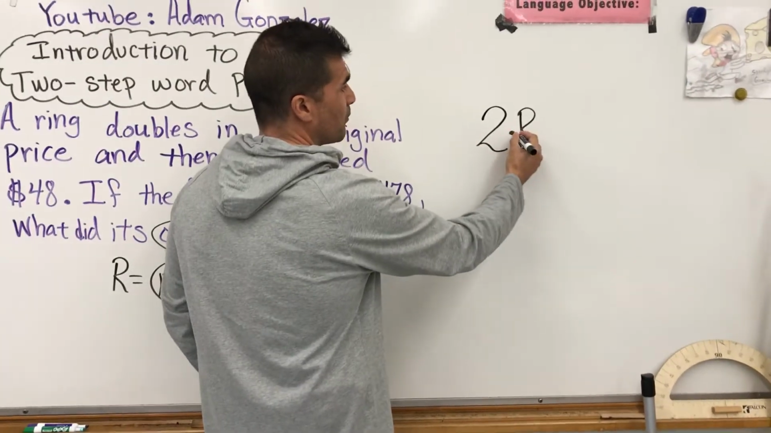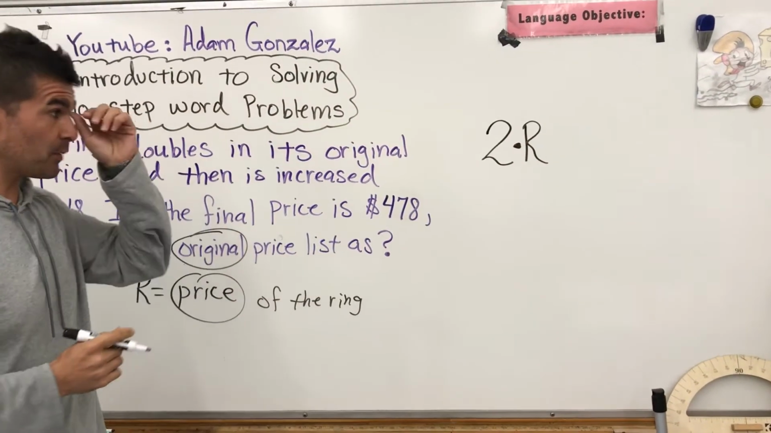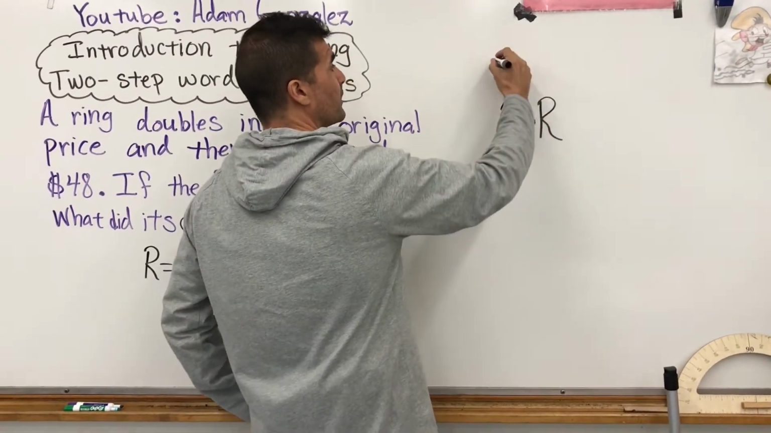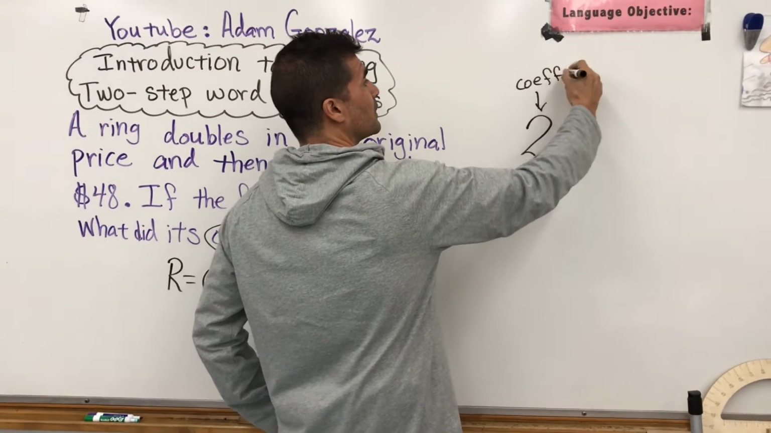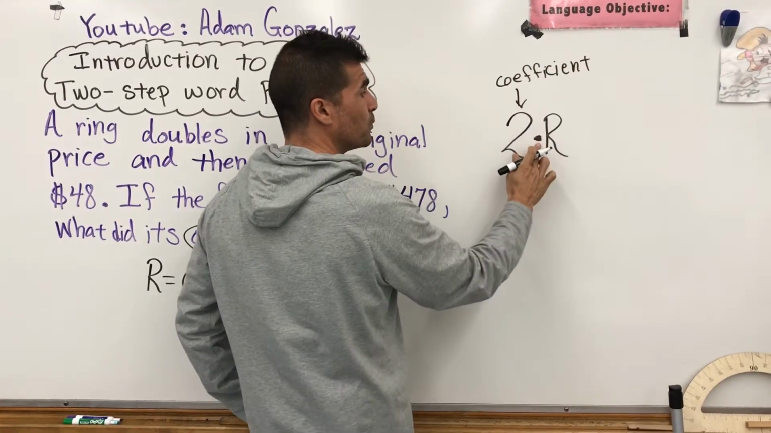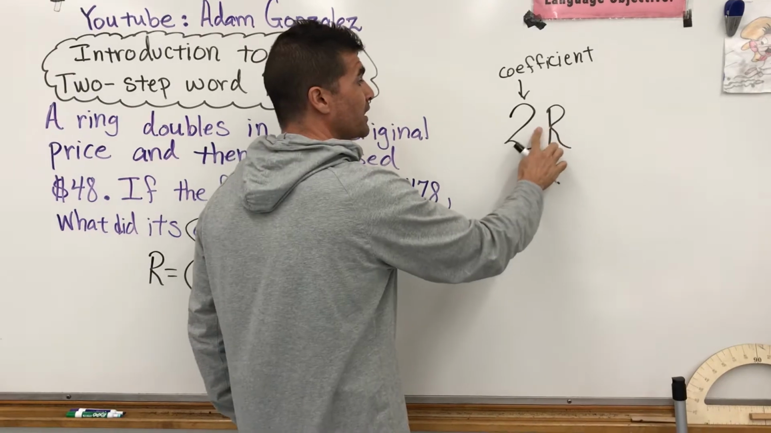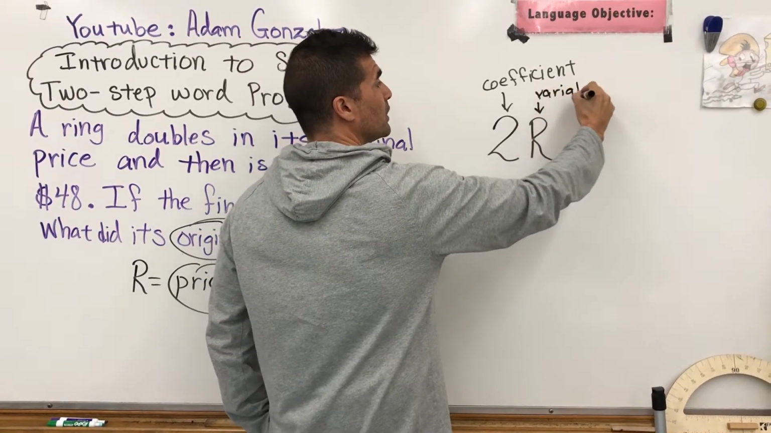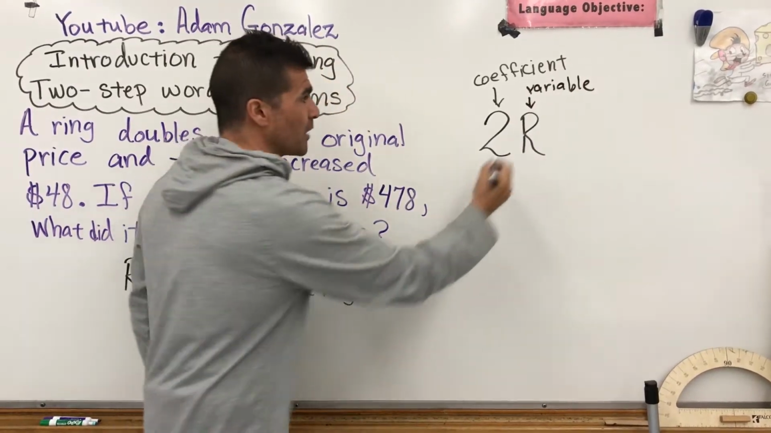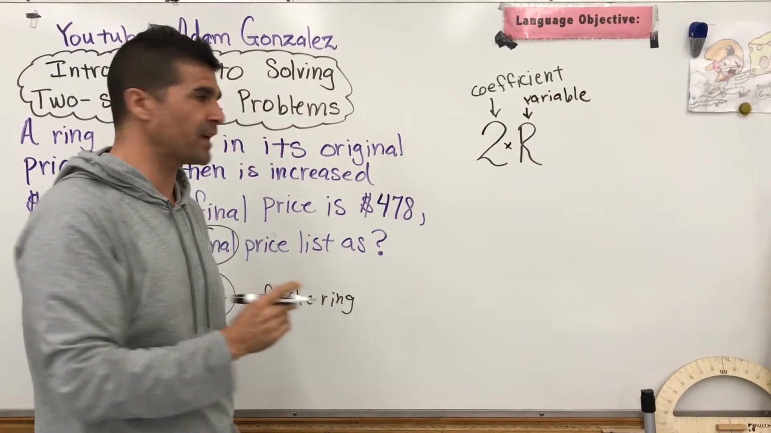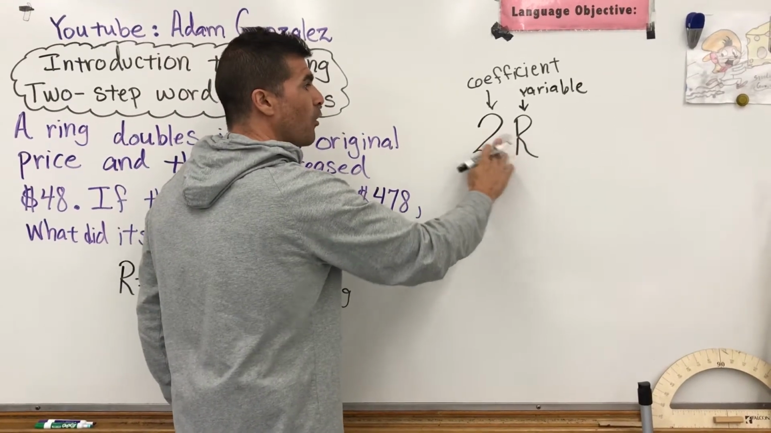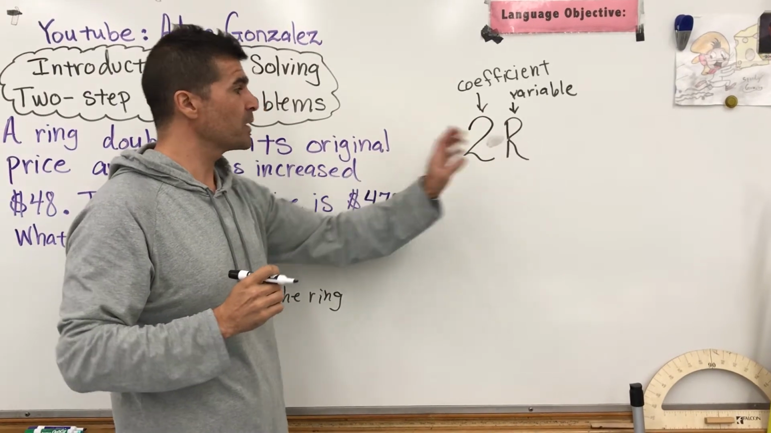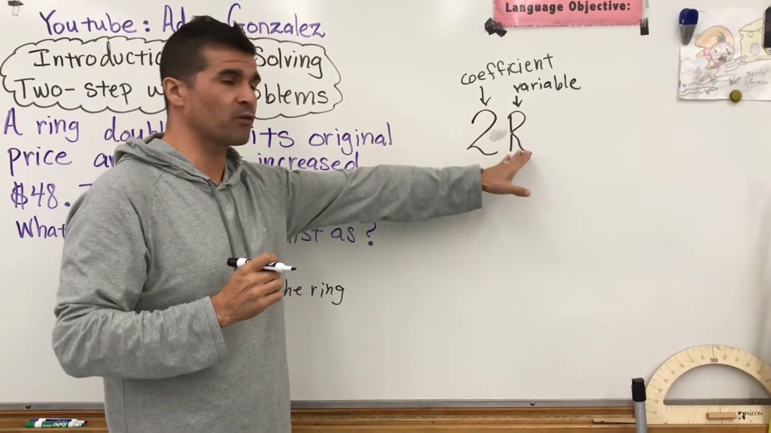Now, a lot of us put a multiplication symbol or a dot, but believe it or not, you don't actually need that dot. This actually has a name. This is called a coefficient. And this coefficient, whether you put that multiplication dot or not, is multiplying this variable by 2. So you don't actually need to put any type of multiplication symbol like a small x or a dot. It's already going to be multiplied when you put the 2 right next to the variable R. Now, it's customary to put the 2 in front of the R.